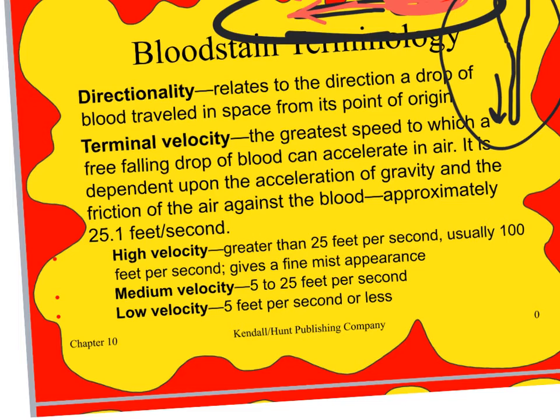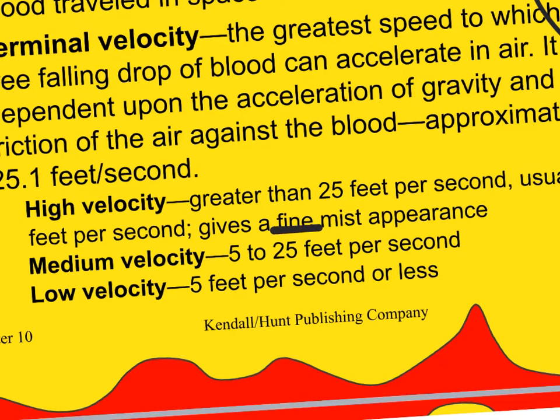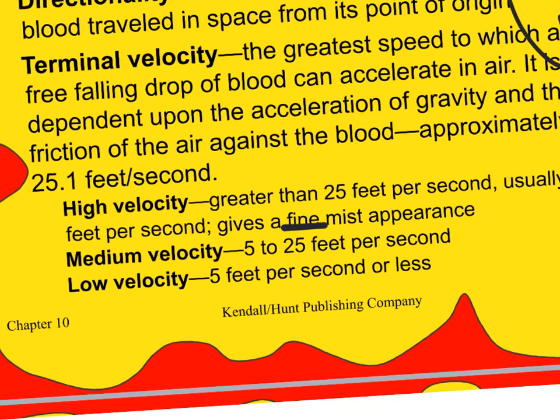Oh, sorry, backtrack that. I reread that wrong. It's anything from 25 feet per second to 100 feet per second. I know in science class it should be meters per second, but something like that would give a nice fine misting. A medium velocity would be anywhere from like 5 to 25 feet per second, and then low velocity would be 5 feet per second or less. And that's how fast the blood would actually be moving.